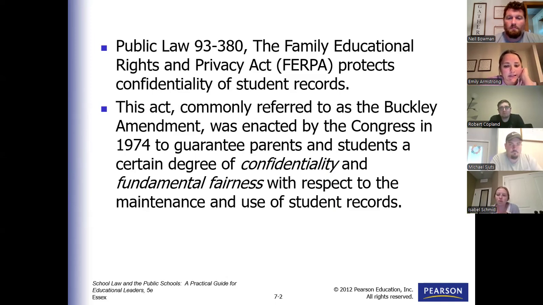FERPA was passed in 1974 because Congress wanted to guarantee that our education records are kept confidential. It is kind of like a legal shield protecting your personal school data. It means the school can't just hand out your grades, your disciplinary history, or other sensitive information to anyone who might ask for it. Next slide, please.